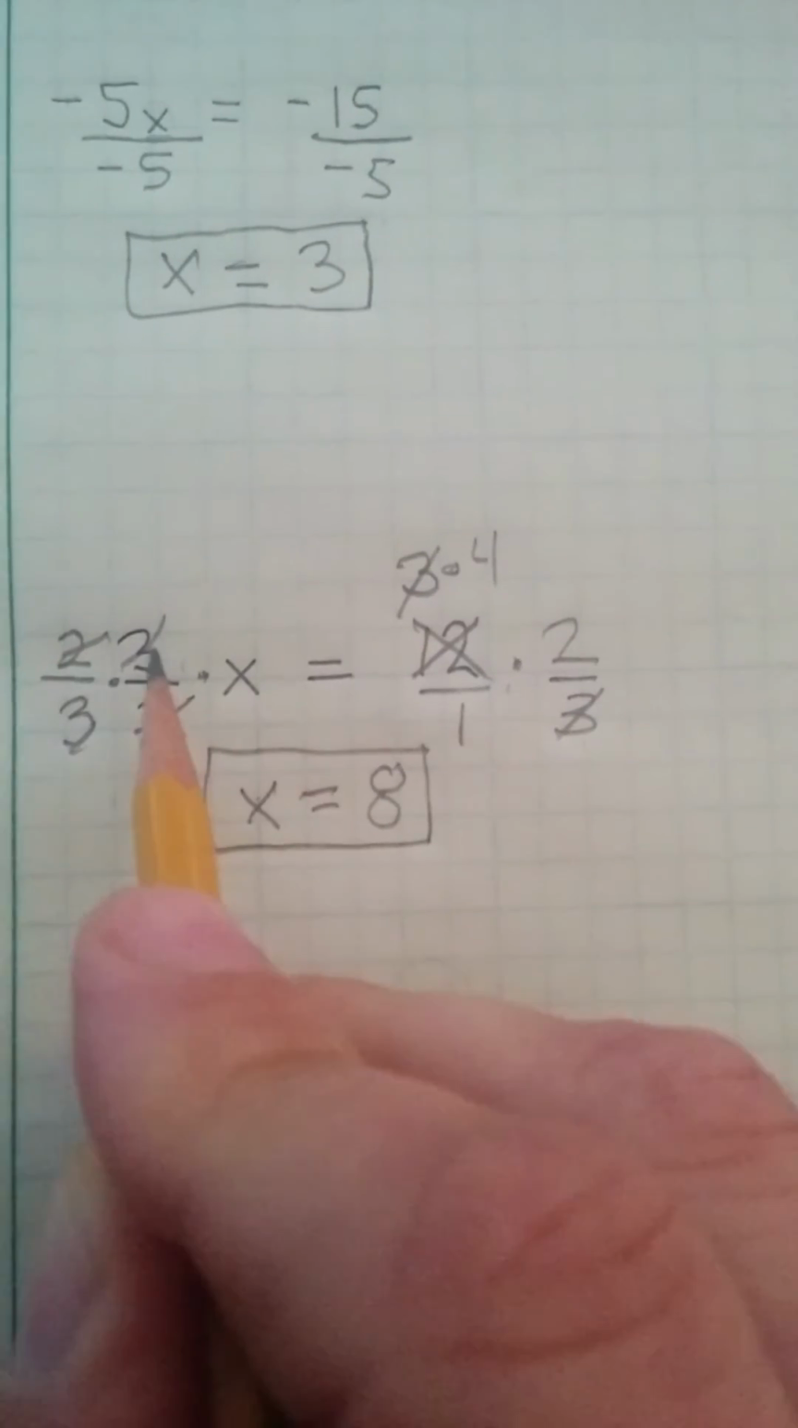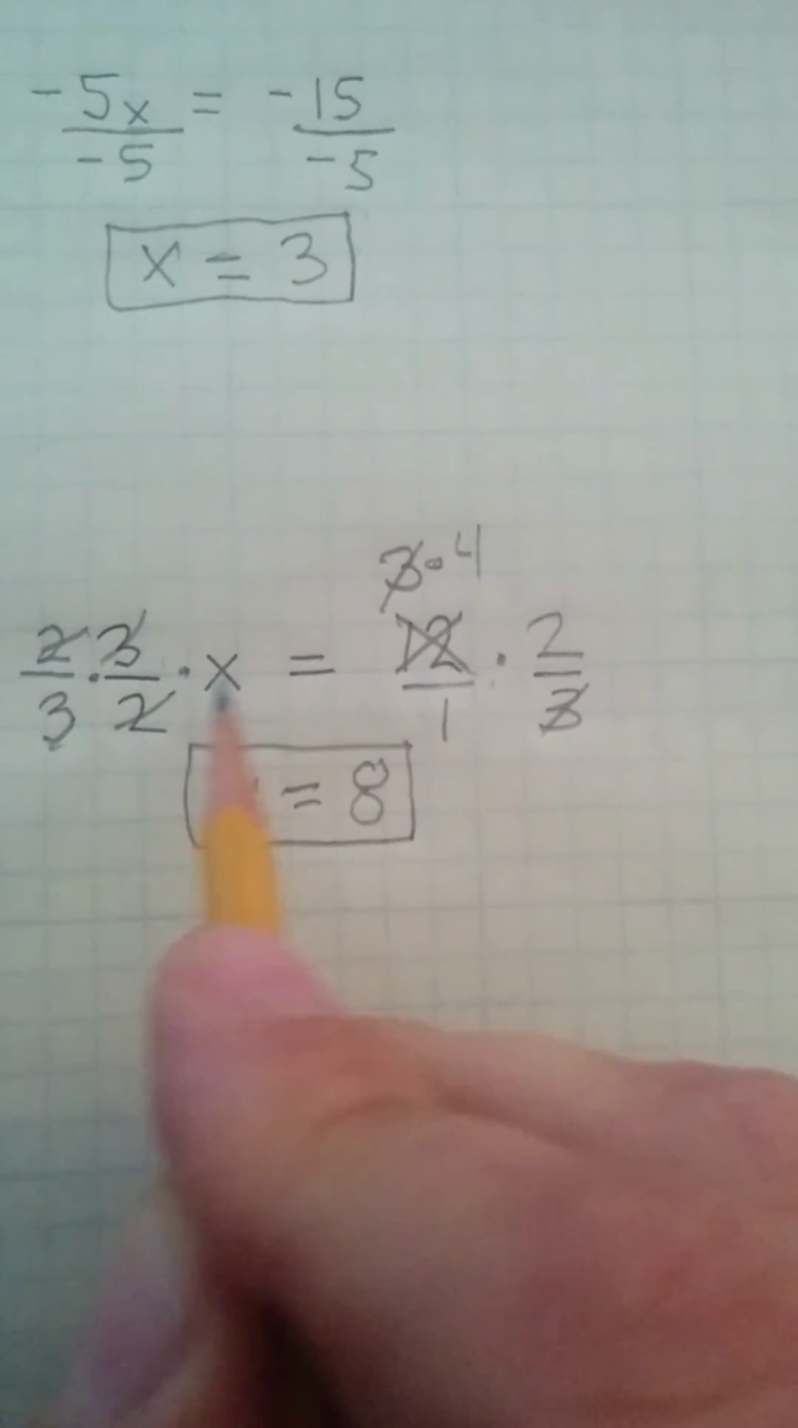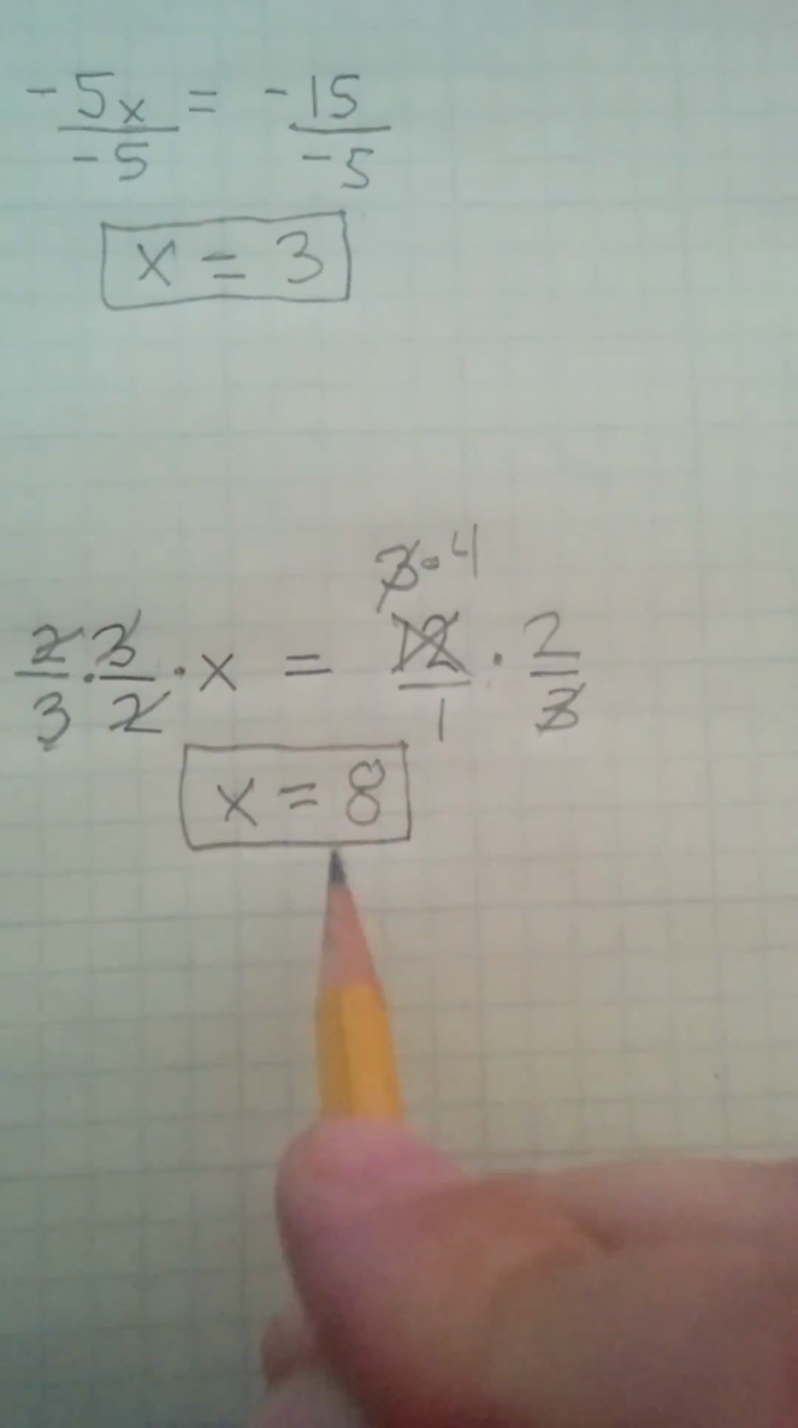And again, we can check our answer. We plug in an 8. Okay, 2/3 times 8 is 24 over 3. 24 divided by 3 will be 8. Wait, rather: 3 times 8 is 24. 24 divided by 2 will be 12.